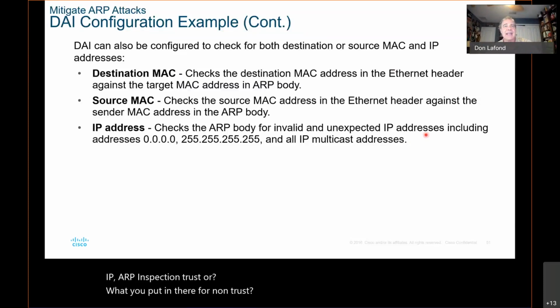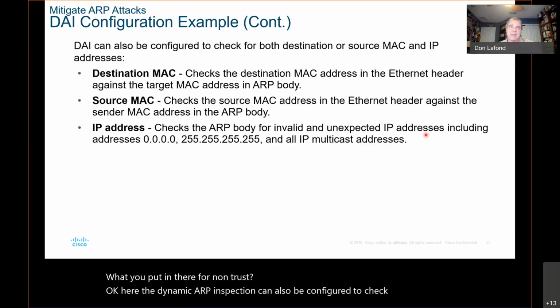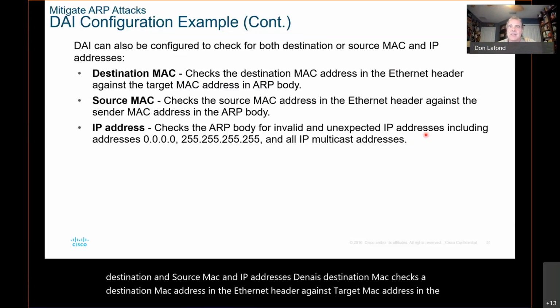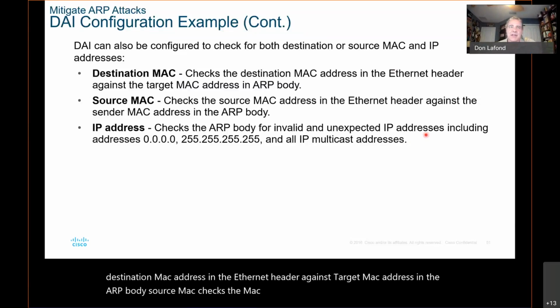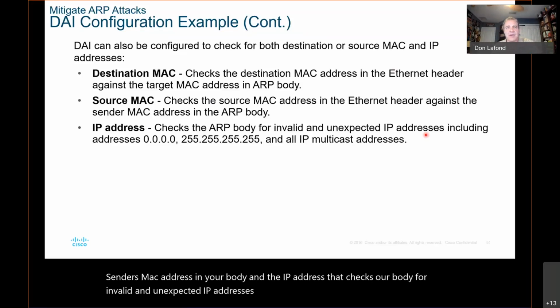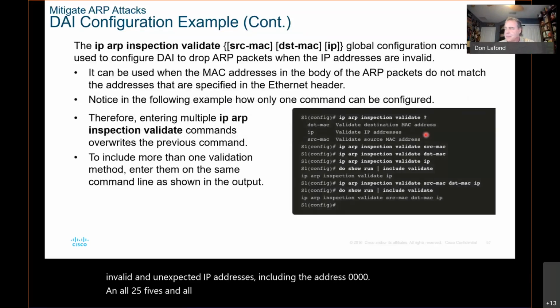Dynamic ARP inspection can also be configured to check both destination and source MAC and IP addresses. Destination MAC checks the destination MAC address in the Ethernet header against the target MAC address in the ARP body. Source MAC checks the MAC address in the Ethernet header against the sender's MAC address in the ARP body. And the IP check looks at the ARP body for invalid and unexpected IP addresses, including the address 0.0.0.0, all 255s, and all IP multicast addresses.